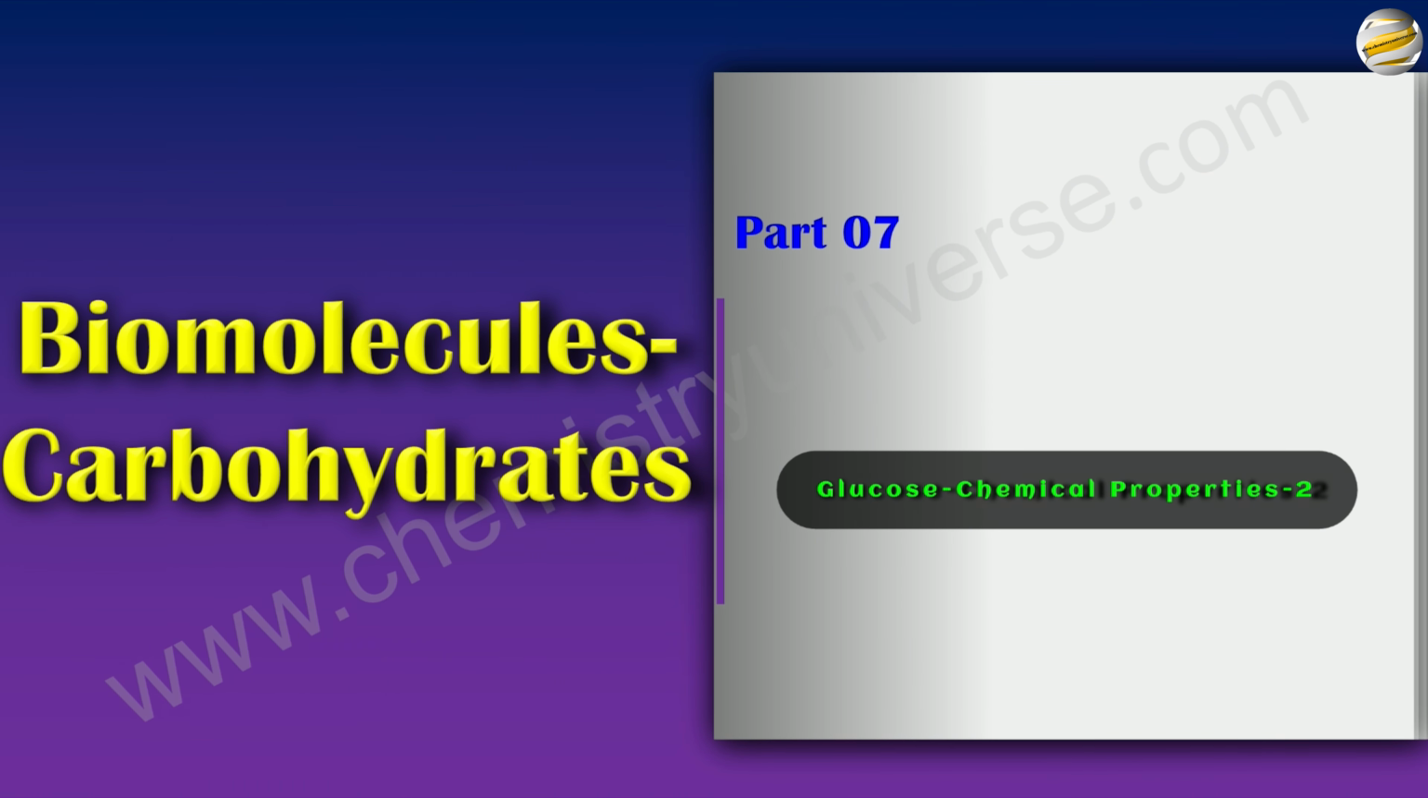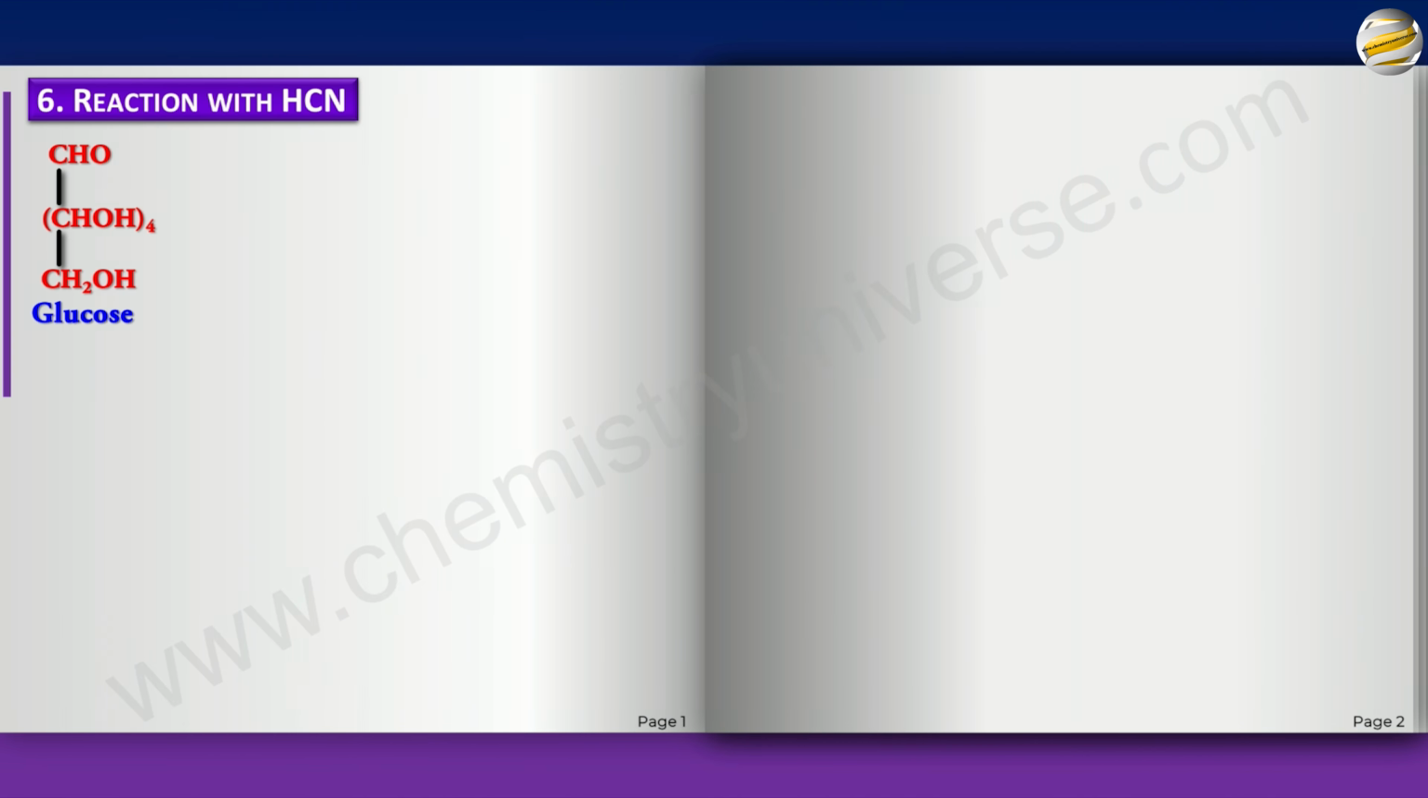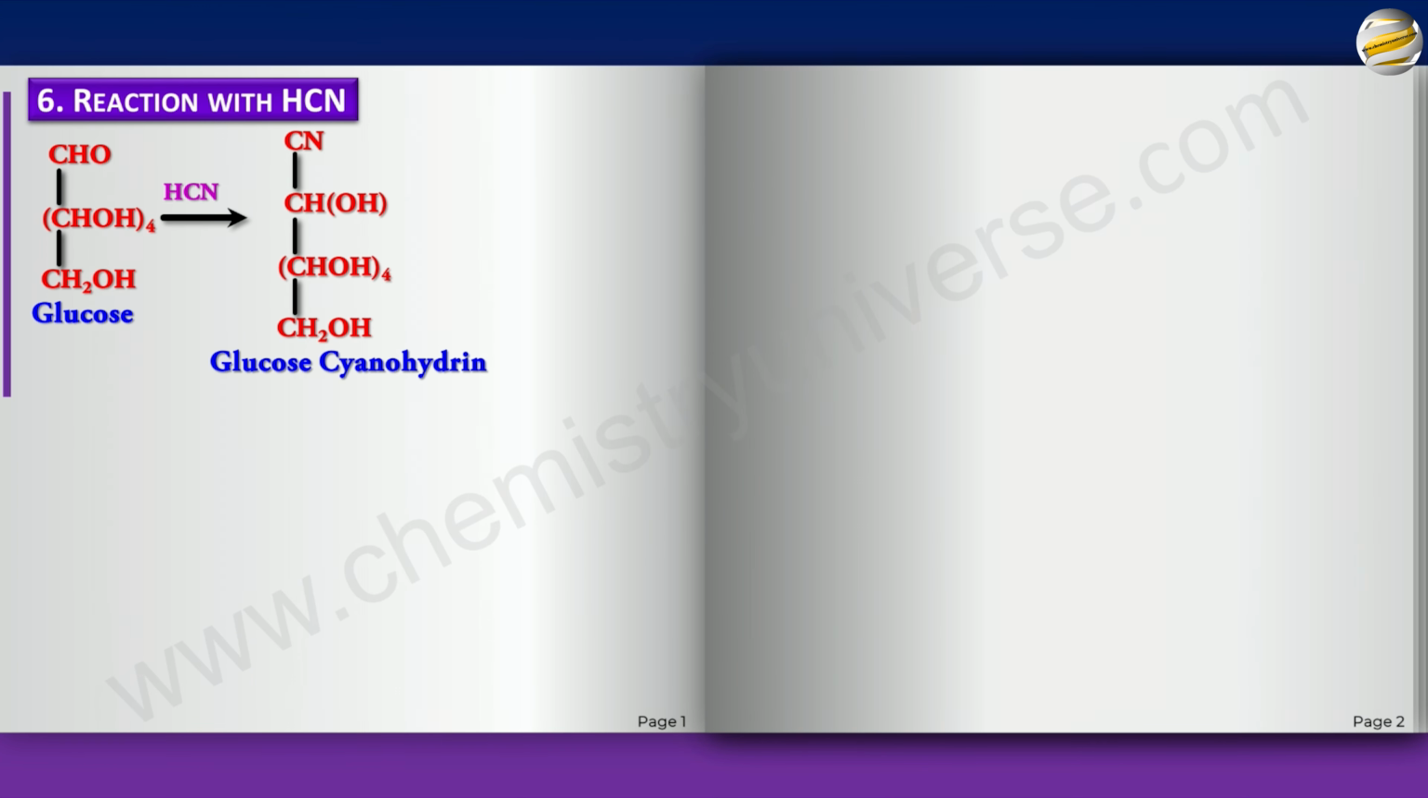Alright, so this is the second part of chemical properties. We have done 5 reactions before. Let's look at the 6th one. This is basically reaction with HCN, and as you can expect, it will simply react with the aldehyde group, again suggesting the open chain form is pretty important. And it forms something like this. And what do you call this, if you remember? It's called a cyanohydrin. So on an aldehyde, when you have an OH and a CN, you will get a cyanohydrin. It's a glucose cyanohydrin.